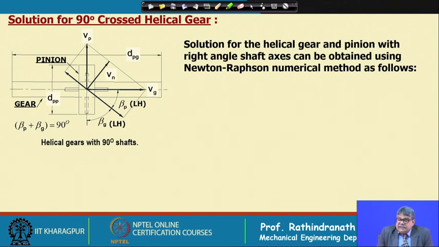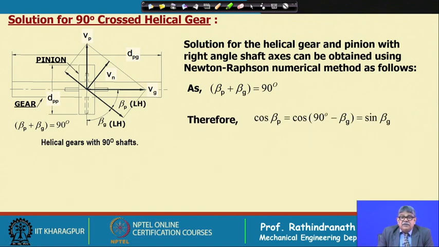Now, the solution for the helical gear and pinion with right angle shaft axis can be obtained using the Newton-Raphson numerical method as follows. Again I would say that although if we put 90 degrees, the final expression of the center distance will be further reduced to a single helix angle, still we cannot solve it directly; an analytical solution is not available. So, we can use the Newton-Raphson numerical method, and we can find the magnitude of the angles and other relations.